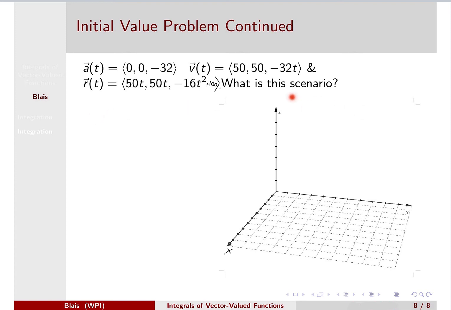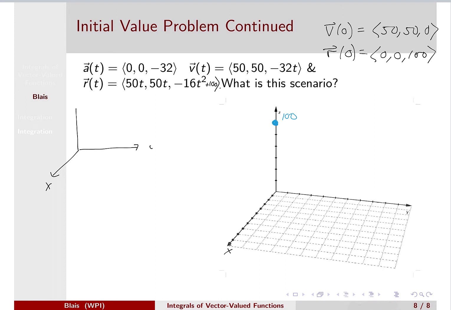Now, one question is, what is this scenario? We were just given this initial value problem with this constant acceleration, and recall we had v naught was 50, 50, 0, and r naught was 0, 0, 100. Well, if you think of r naught as our position vector, that's saying at time 0, we are at the point 0, 0, 100. v0, 50, 50, 0, you can think of that. So if we draw that vector, we would go 50 along the x-axis, 50 along the y-axis, and we would get a vector that looks like this.